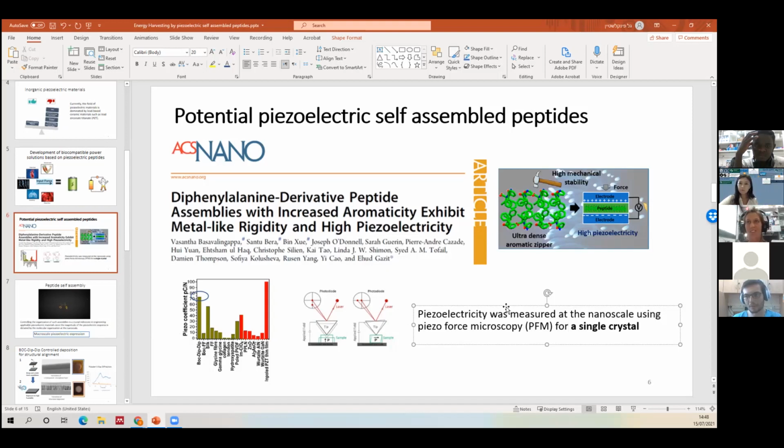It's a very good question. The piezoelectric coefficient of these molecules was found because we wanted to increase the aromaticity of phenylalanine. This is how it started. By that, we found that if we increase the aromaticity, we could form ultra dense structures. So the density of the structure formation was higher, and this is what increased the piezoelectricity. Thank you.